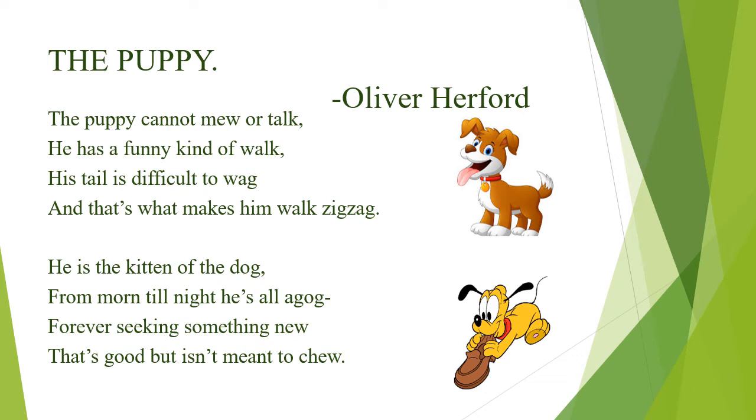Okay? The Puppy by Oliver Herford. The puppy cannot mew or talk. He has a funny kind of walk. His tail is difficult to wag, and that's what makes him walk zigzag. Now you read the first verse by yourself.